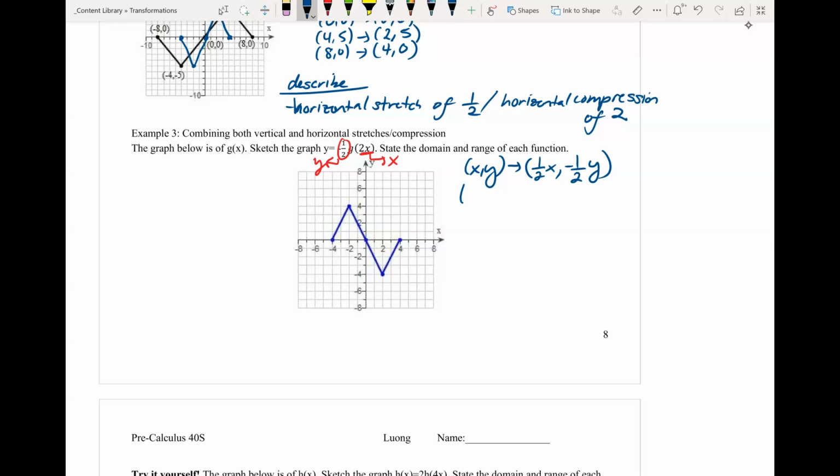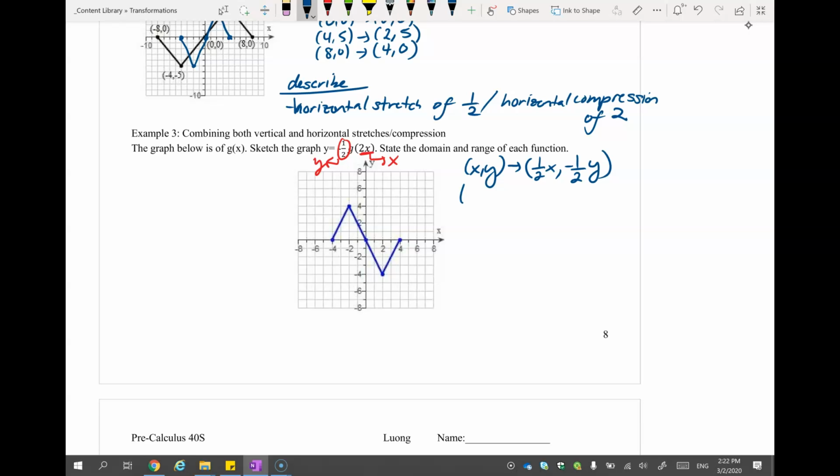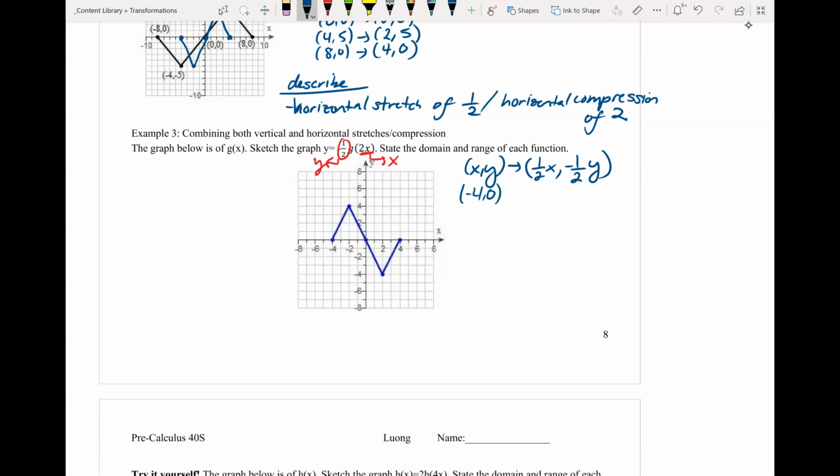Okay, and then we're going to write down the points that were given to us in the original graph. So (-4, 0), (-2, 4), (2, -4), and (4, 0). You can also do (0, 0) if you wanted to, but it's not necessary. Now we're going to perform the transformation on those points. So this is going to be a half times -4 and negative a half times 0. That's going to give us (-2, 0).